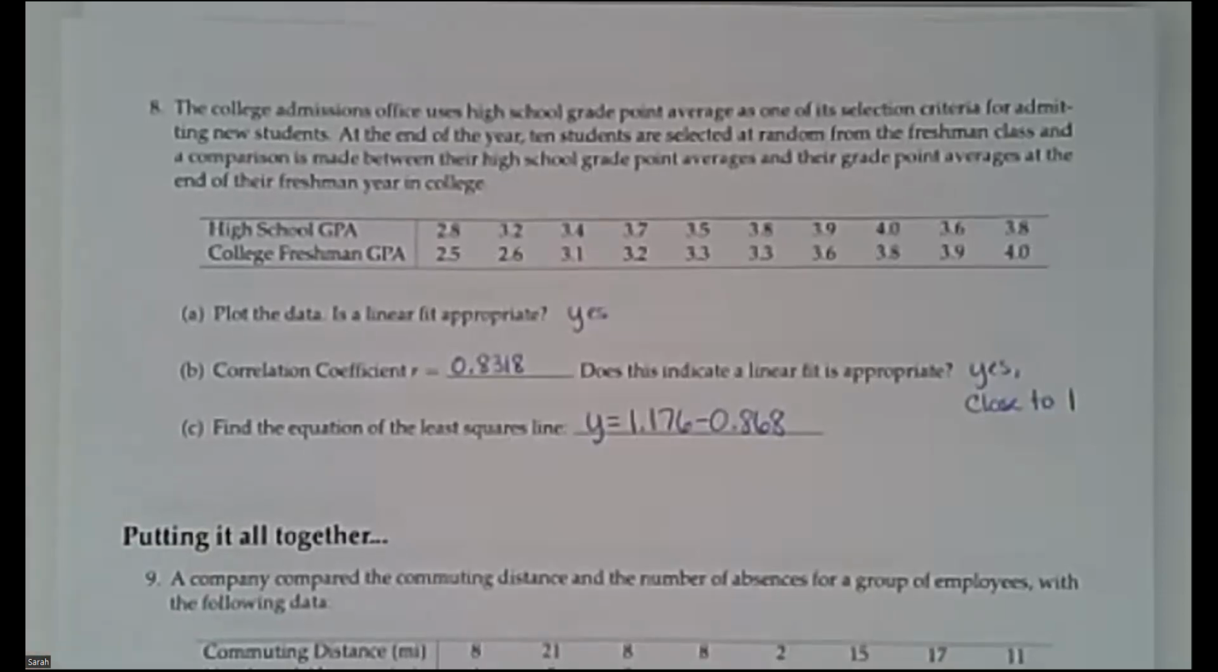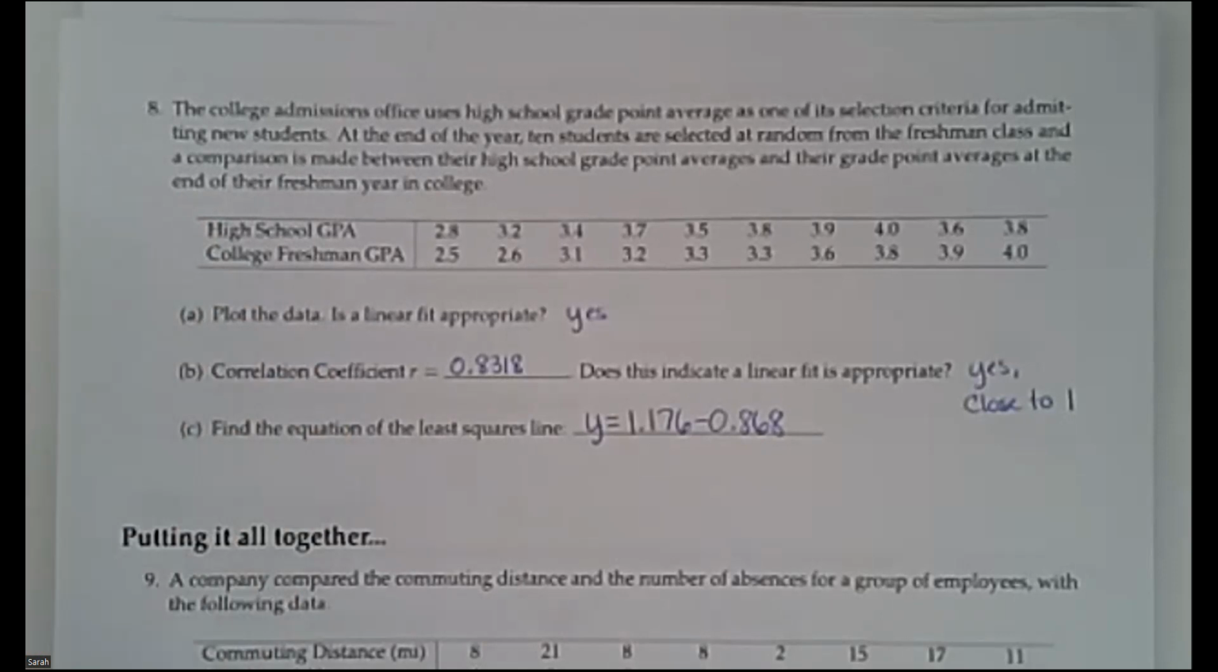So before we go on to the next problem, I did just want to put up this last one with the GPAs on the screen in case anybody missed something and needs to copy it. We have our correlation coefficient and the equation of our line. And then our next problem is actually really interesting.